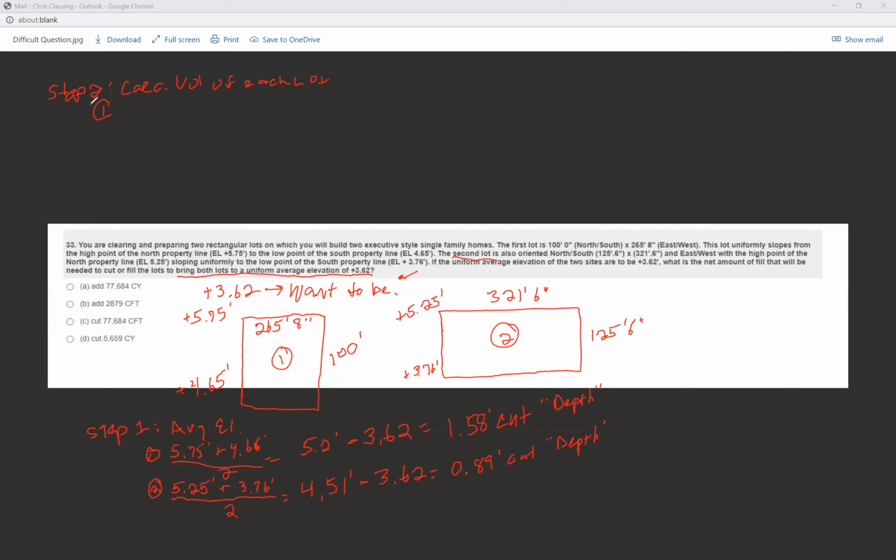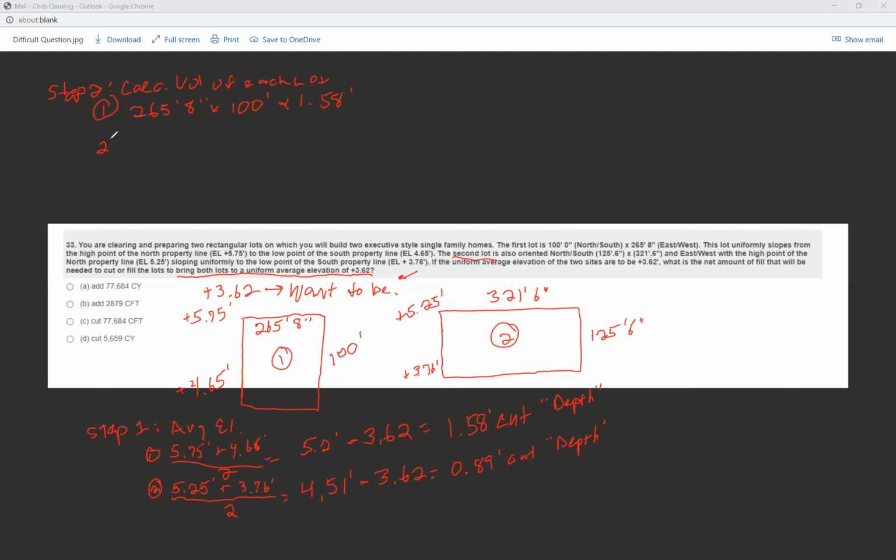So for lot 1, they give us the dimensions and we already wrote them out here, which is helpful. We need to do 265 feet 8 inches times 100 feet. Now that's going to be our area. We already know our depth that we need to cut is 1.58. So we can just calculate the volume right now. We don't even need to do the area first because we already found our cut. So we can multiply that times 1.58. Saves us a step here.